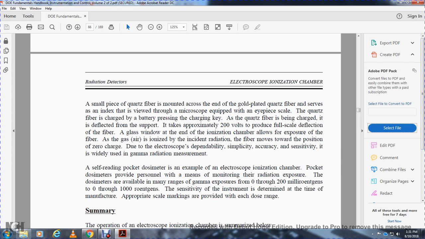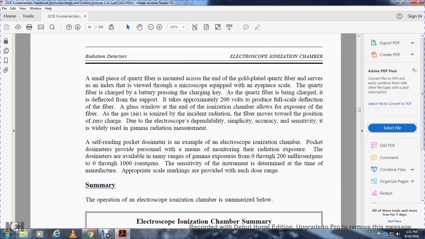Reliability, simplicity, accuracy and sensitivity make it widely used for gamma radiation measurement. A self-reading pocket dosimeter, for example, the electroscope ionization pocket dosimeter, provides a person with a means of monitoring radiation exposure. The dosimeter is available depending on the range of gamma exposure, from 0 to 200 milliroentgens or from 0 to 100 roentgens. The sensitivity of the instrument is determined by the manufacturer, and the scale marking is provided for each dose range.